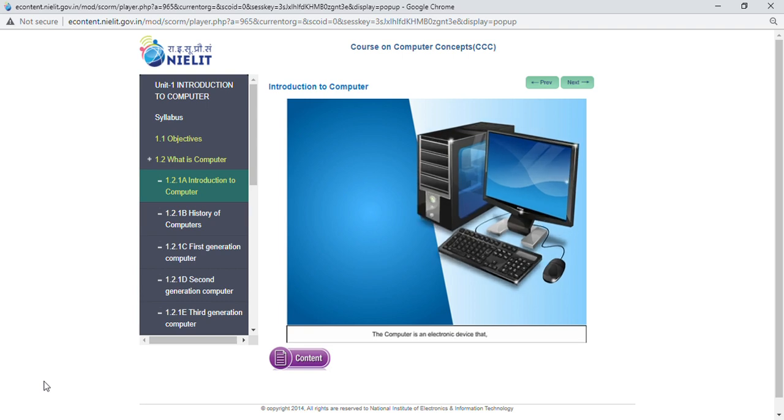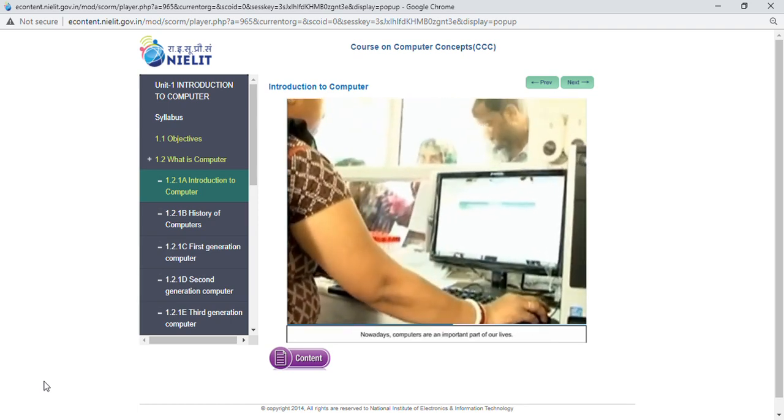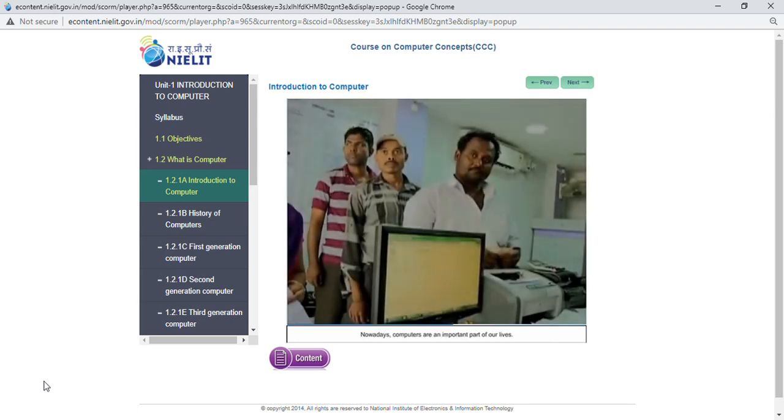The computer is an electronic device that accepts, that is, reads data from the input device, processes the data by performing calculations and operations on it as per instructions, and generates, that is, writes the desired output results onto the specified output devices. Nowadays, computers are an important part of our lives.